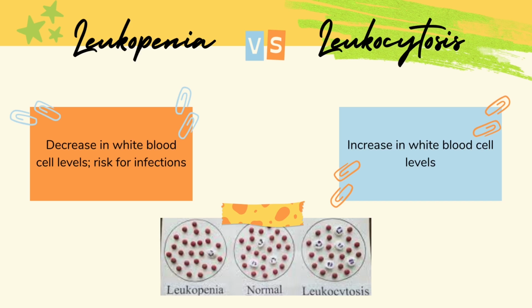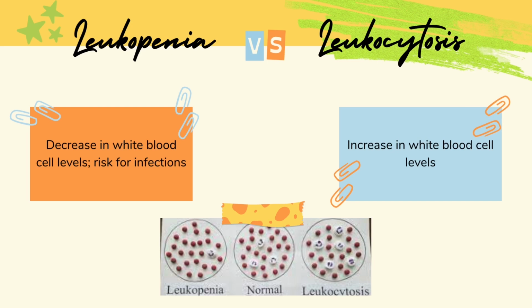Here I've put two blood disorders on one slide again because they could get confusing due to spelling and how similar they are. So leukopenia is when you have a decrease in white blood cells, and leukocytosis is when you have an increase in white blood cells.